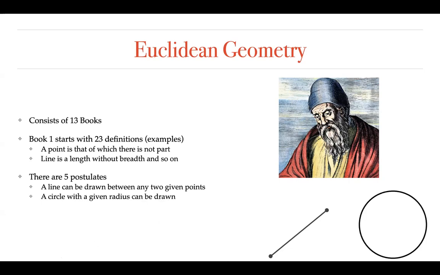Okay. And the next thing is, okay, so as I was saying, there are 5 postulates. So one of the postulates is that a line can be drawn between any two given points. Let's say this is A, this is B. You can always draw a line between these points, and this is an assumption. Okay, and given a center, let's say C, and radius R, you can always draw a circle.